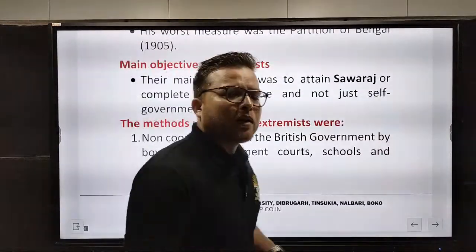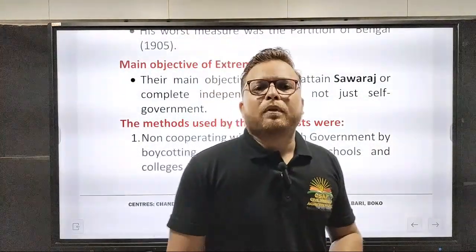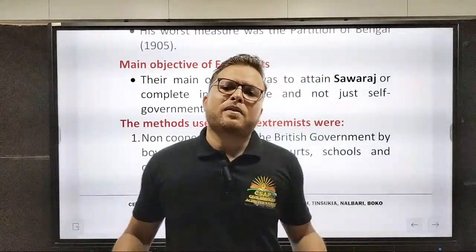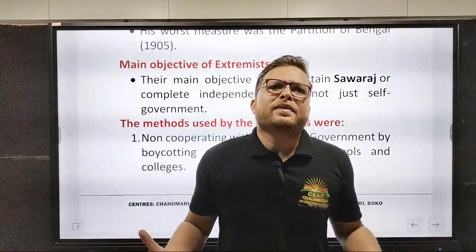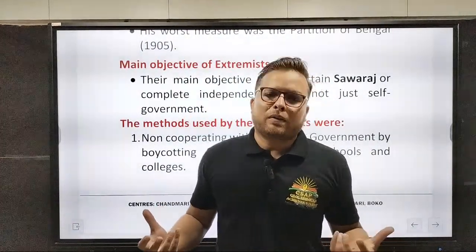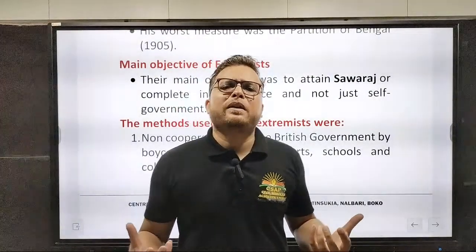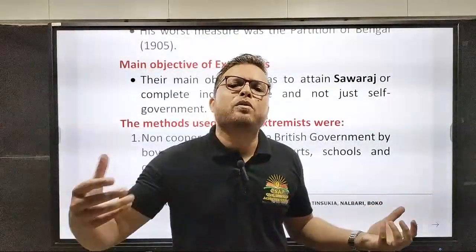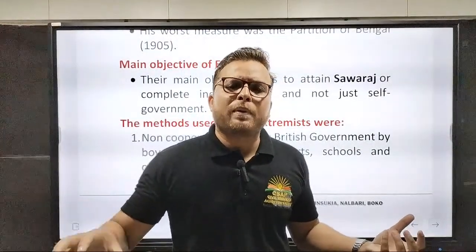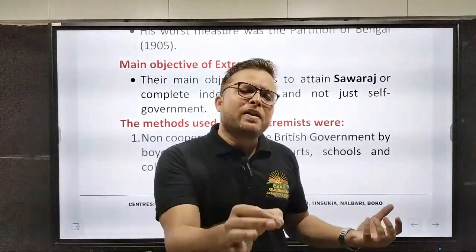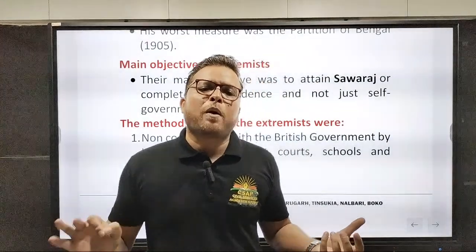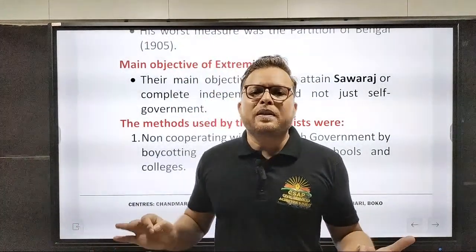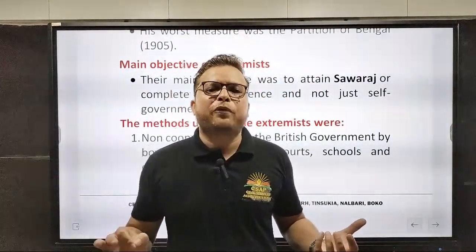Now let's talk about the main objectives of the extremists. The extremists wanted what? Now, what was the objective of the moderates? The objective of the moderates was not to throw off the yoke of the British rule, but to convince the Britishers to introduce certain reforms in India.